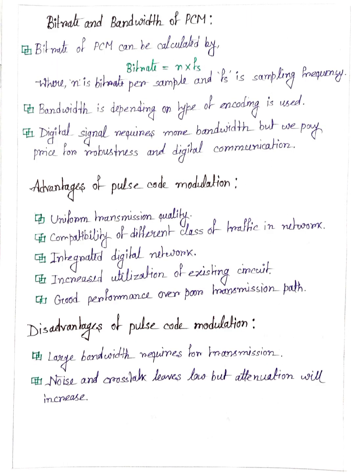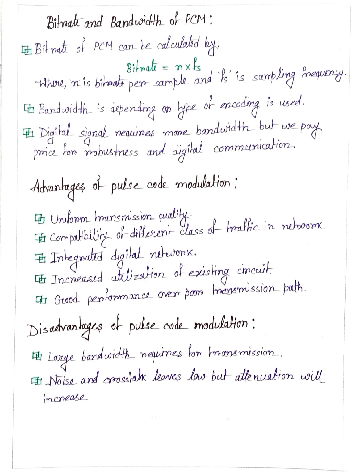Bitrate and bandwidth of PCM. Bitrate of PCM can be calculated as bitrate equals n into fs, where n is bits per sample and fs is the sampling frequency. Bandwidth depends on the type of encoding used. A digital signal requires more bandwidth, but we pay this price for the robustness of digital communication.